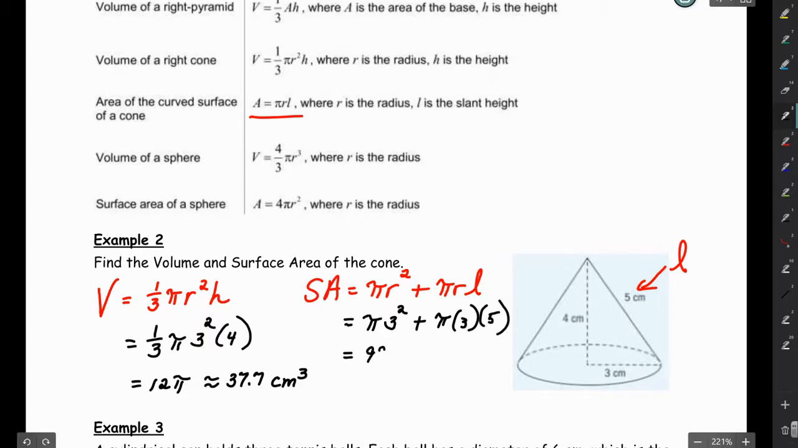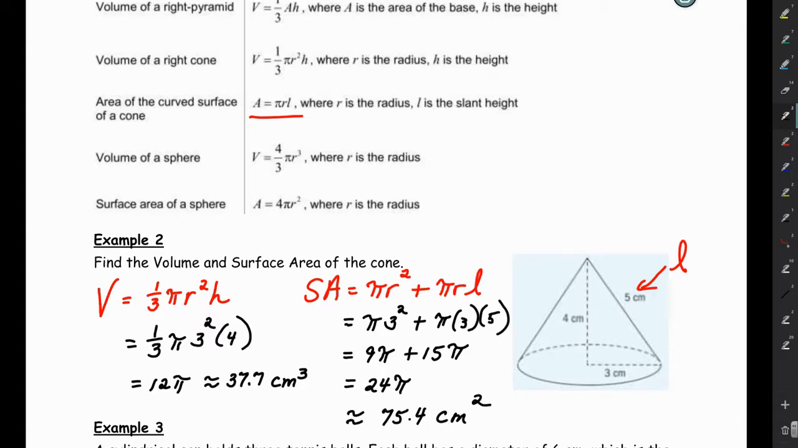Okay, so we're going to get 9 pi plus 15 pi. So that's going to give us 24 pi. And if we multiply that out, we're going to get approximately 75.4 centimeters squared. All right, so we're using our formula booklet to look up those formulas and then just fill in the information nice and neat when you're done.